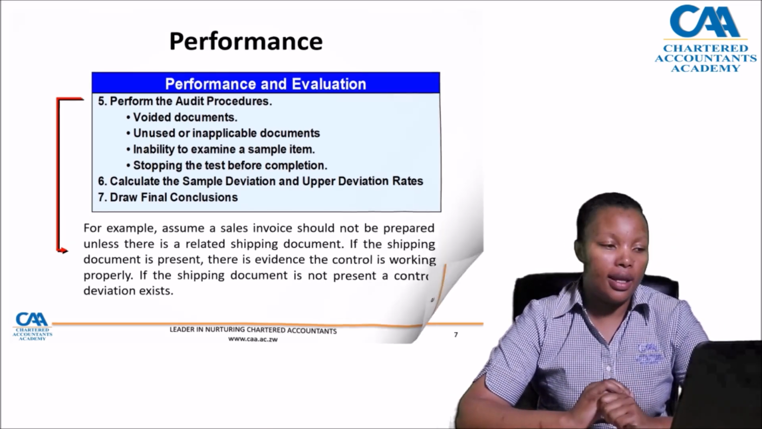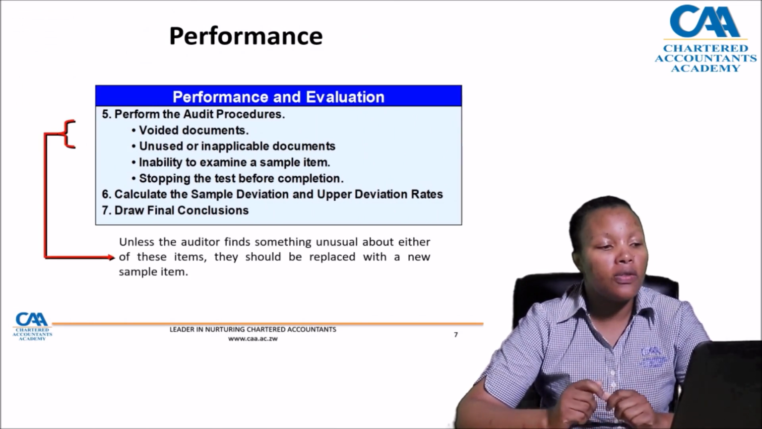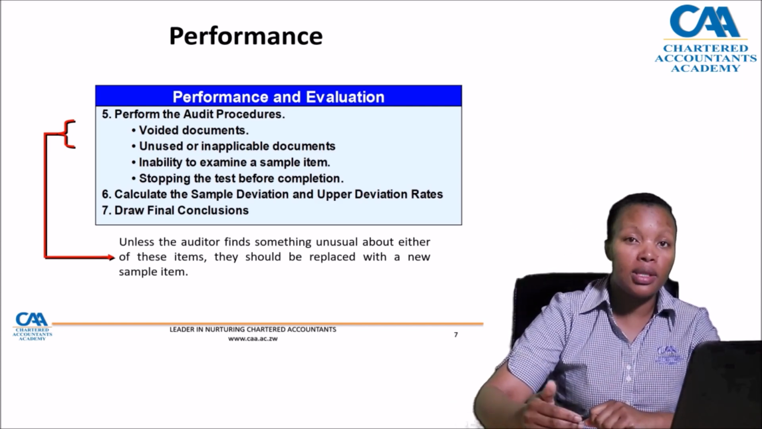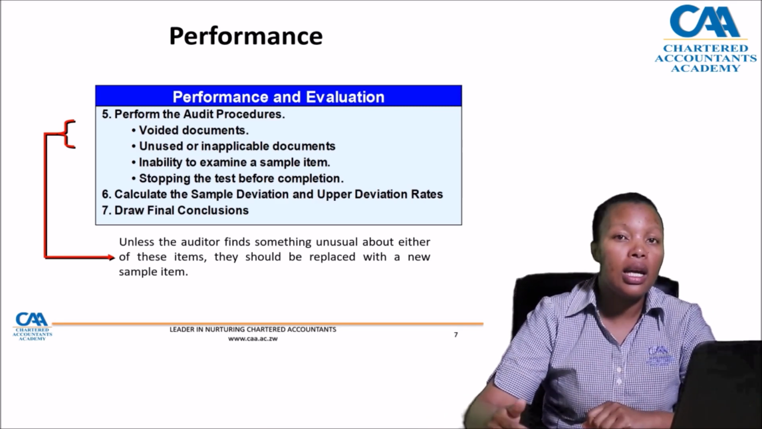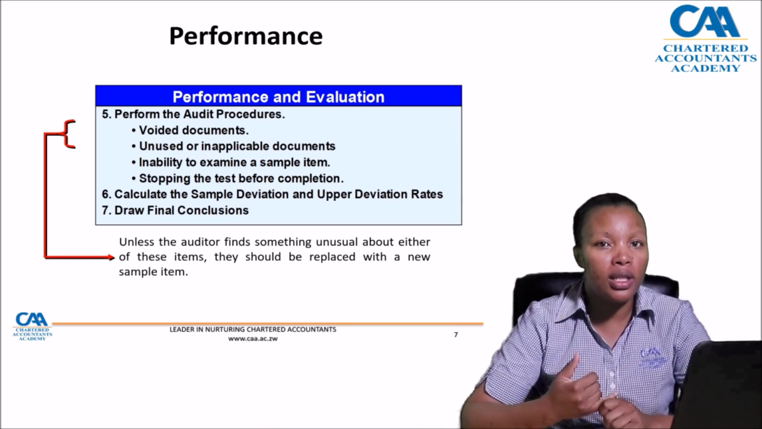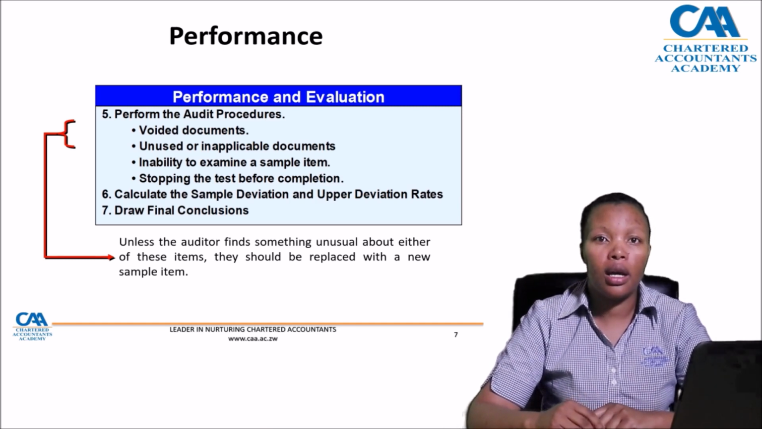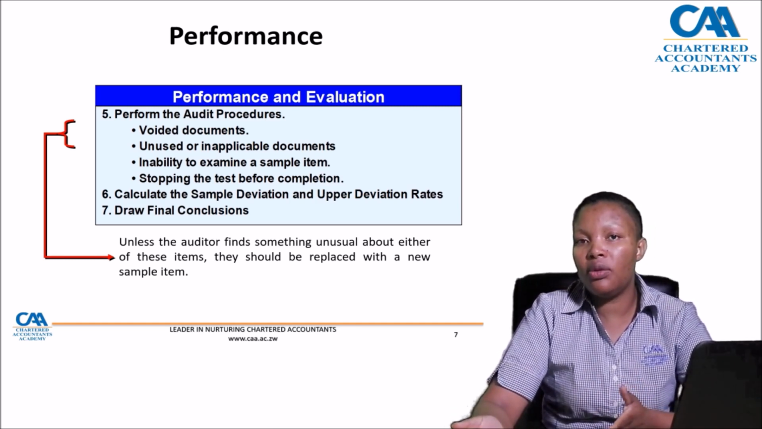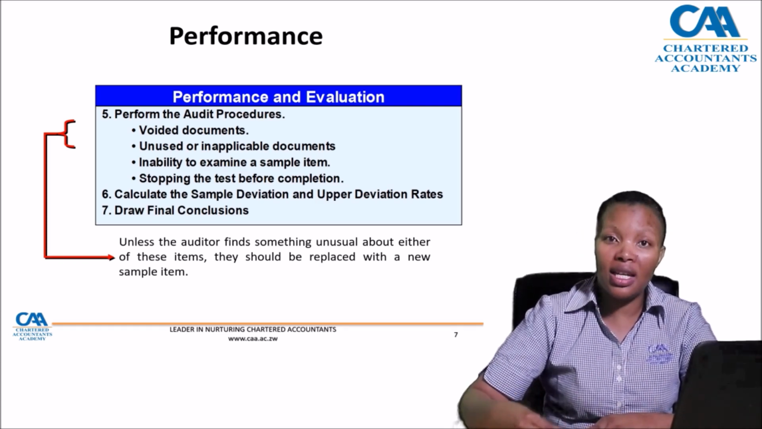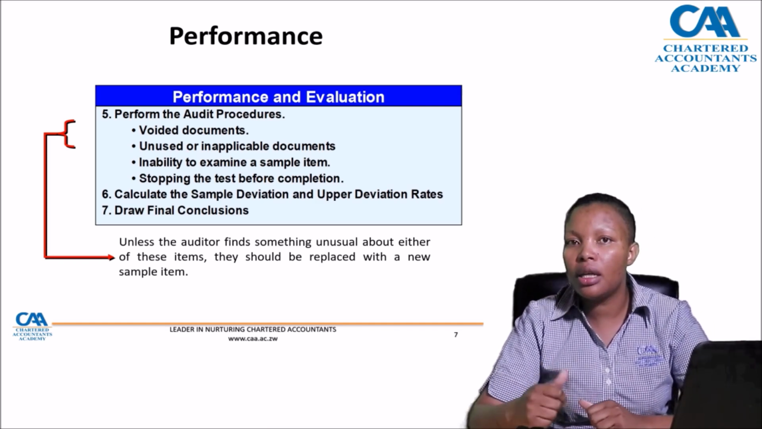So now that you've said that, you now want to perform the actual procedures. So you find that in your selections, whether you're using random selection or systematic selection, certain of the items that you're going to pick might be voided documents. A voided document is perhaps a cancelled document, and it could be an invoice that you're looking for. And you find that the one that you select, maybe randomly or systematically, the one that is picked is voided.